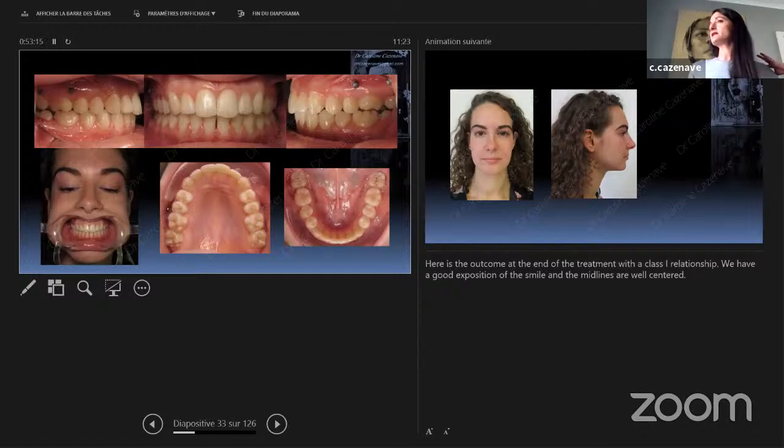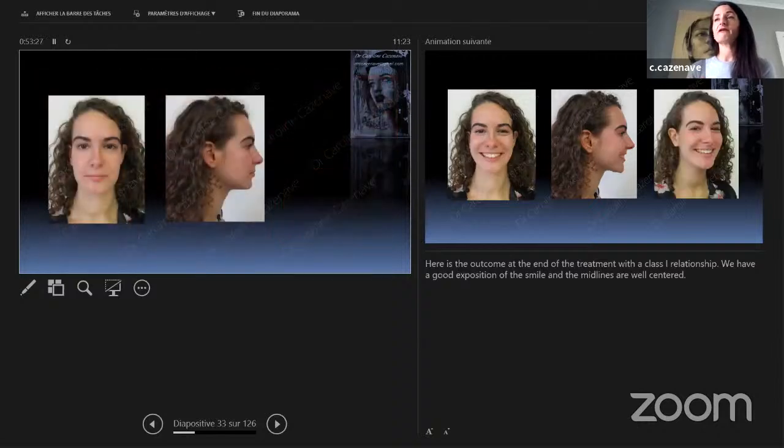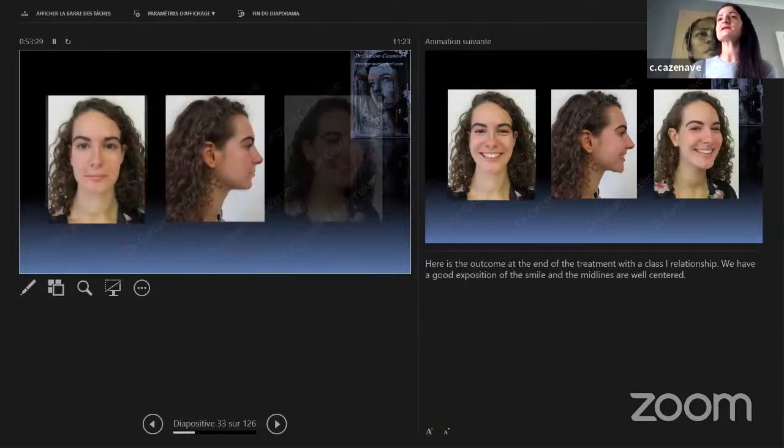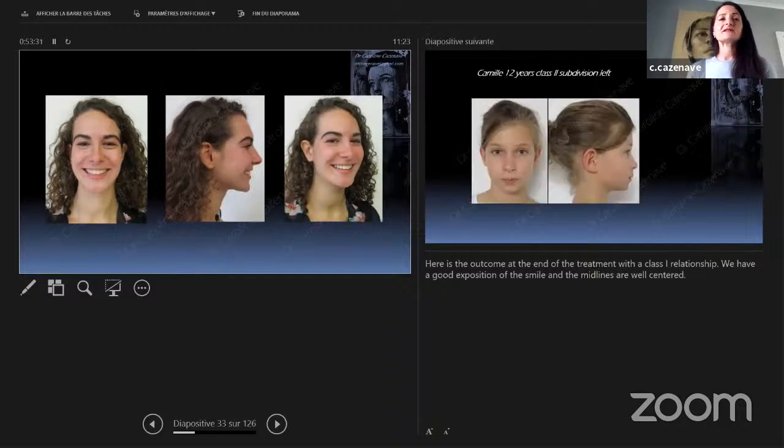Here is the outcome at the end of the treatment with a class 1 relationship. We have a good exposition of the smile and the midlines are well centered. Here, our face at the end of the treatment and a smile with a good centering of the midlines. And the chin now is perfectly centered.